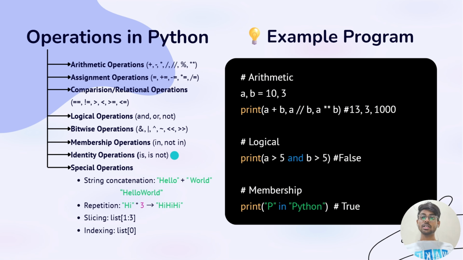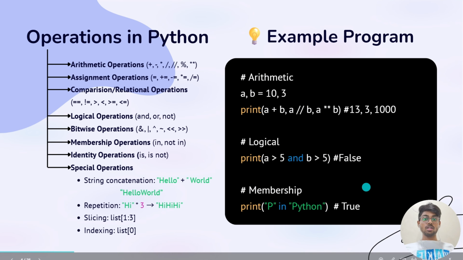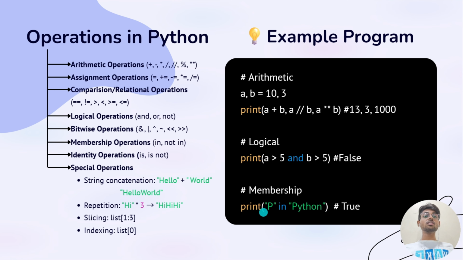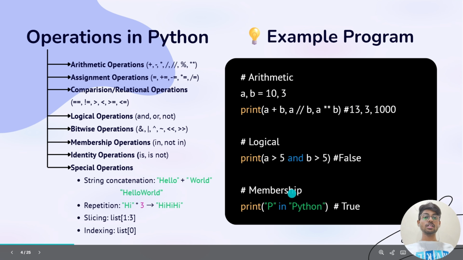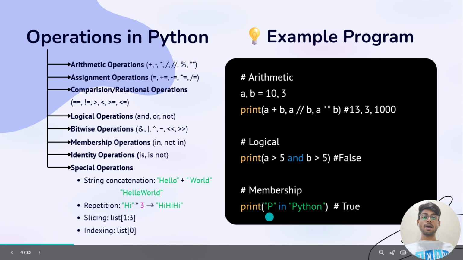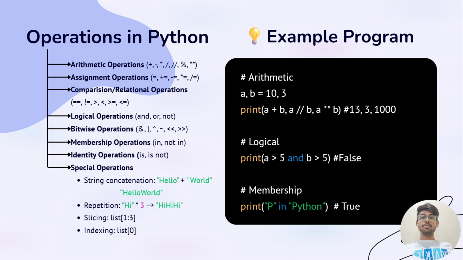In operation and not in. What does in refer to? It checks whether an element is present inside the container or not. Let's go with this example. Print P in Python. What does this refer to? The in operation checks whether the string, that is the P character, is present in the right-hand side value, that is Python. As we see, P in Python, the first character matches P. It returns true. Let us do some examples.